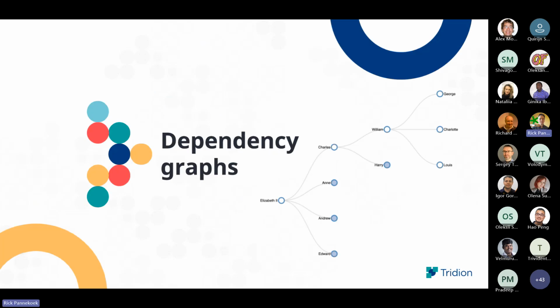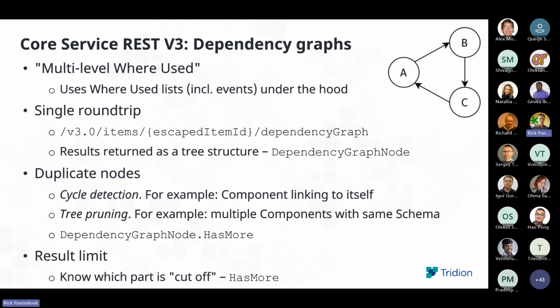And that brings me to dependency graphs. You see a real life dependency graph here of the British royal family, but that's just an example. So dependency graphs can best be described as multi-level where used. As a matter of fact, what we technically do under the hood is we just run where used list on multiple levels and aggregate the results.